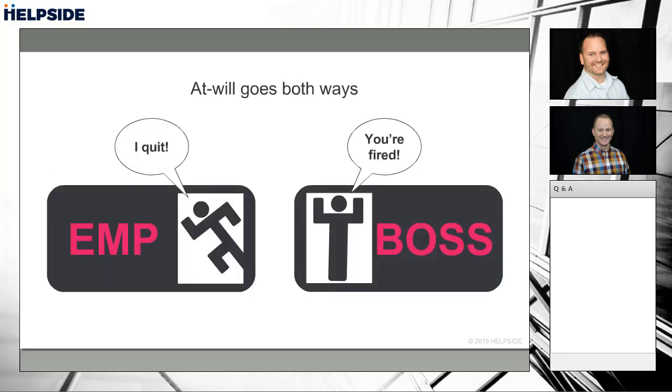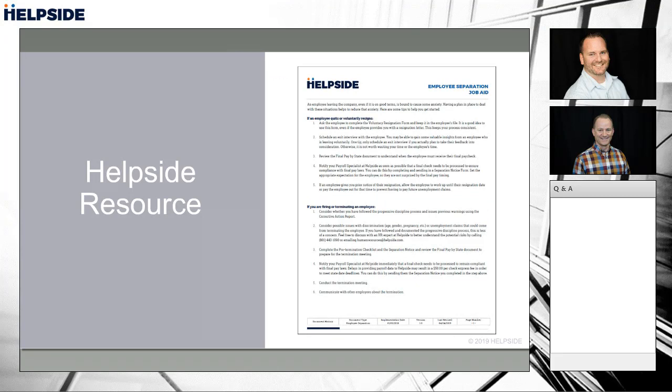So let's start with the basics and the short answer, which is yes. So the at-will doctrine basically says either the employee or the employer can end the relationship at any time for any reason. Now, a little asterisk there, because in Montana and Arizona you do have to have cause to fire someone. But basically, at-will in the United States, 48 states, says either party can end the relationship.